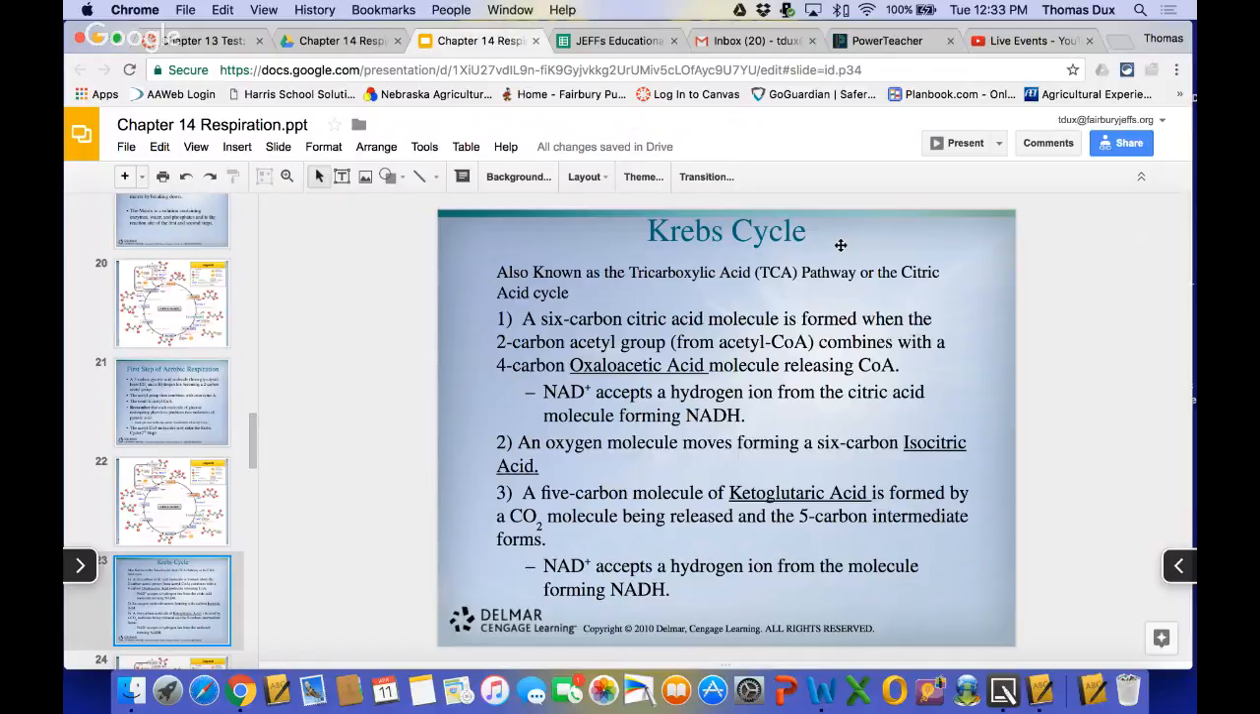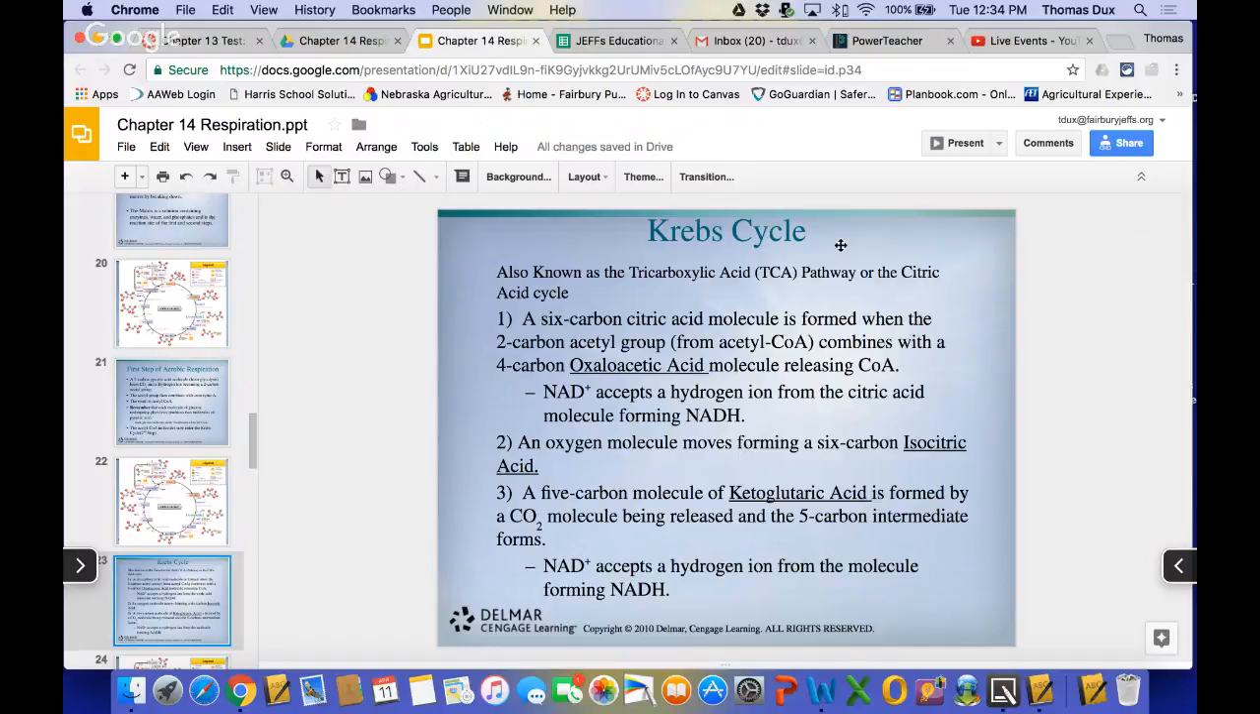This oxaloacetic acid is what's going to start the Krebs cycle, and pretty much we end with it, right? Just like in the Calvin cycle for photosynthesis, we started with RuBP, and Rubisco added carbon dioxide, and then we ended with RuBP. Same sort of deal here. We start with this 4-carbon compound, oxaloacetic acid, and we're going to end with it. So 4-carbon oxaloacetic acid plus 2-carbon acetyl-CoA come together and make a 6-carbon compound called isocitric acid.